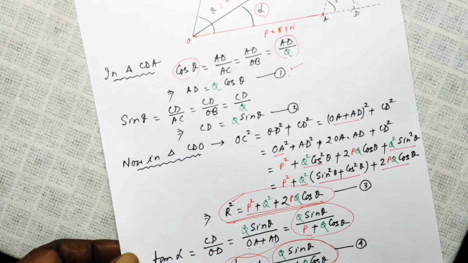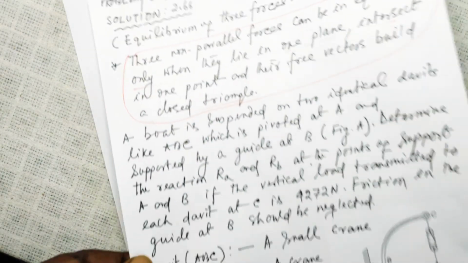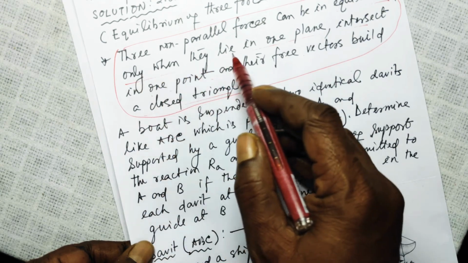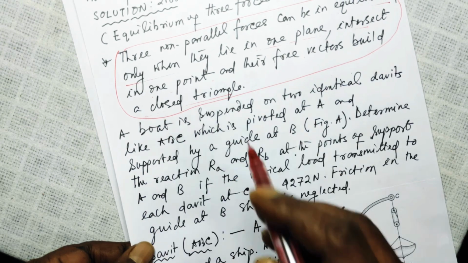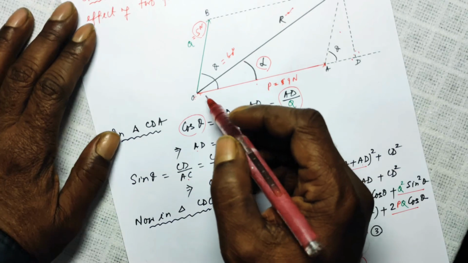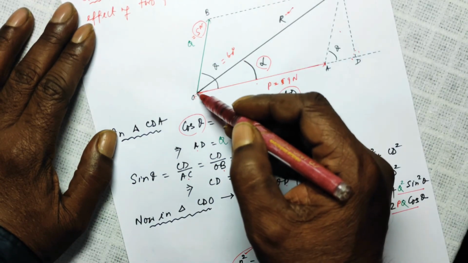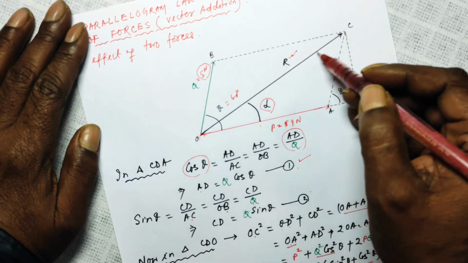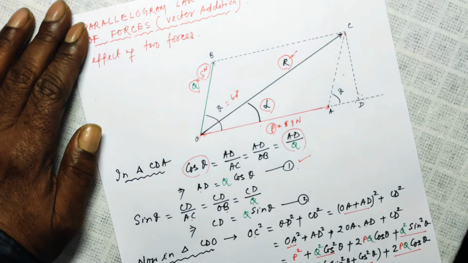Now I'm explaining this part. Three non-parallel forces can be in equilibrium only when they lie in one plane, intersect in one point, and their free vectors build a closed triangle. Now the question is this: if this is P amount of force, this is Q amount of force acting on the point O, where there is an object, then the object moves in this direction. This is the combined effect of P and Q.